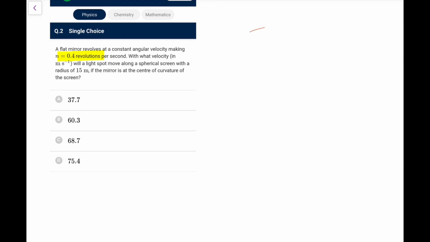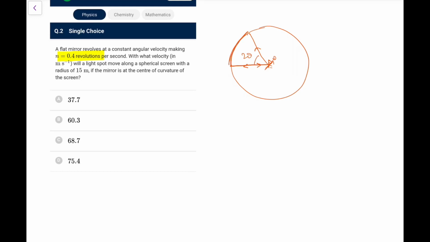So the sphere is a screen, and let's say this is the mirror like this. Now the mirror is rotating, so let's say this is the light spot. Let's say light was initially coming like this, so it goes like this. Now when the mirror turns by an angle theta, the spot goes by angle 2 theta. You know this property. If the mirror is rotated by theta, the spot turns by 2 theta. So the distance moved would be r times 2 theta.